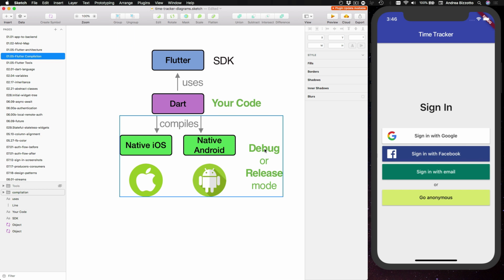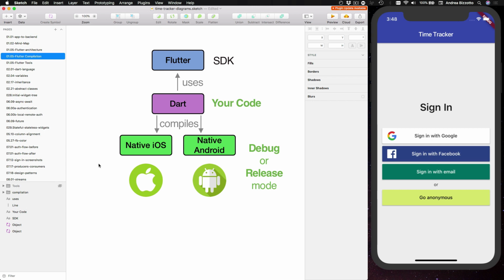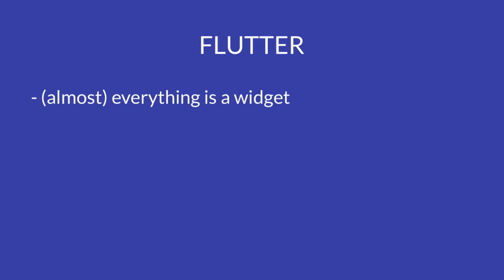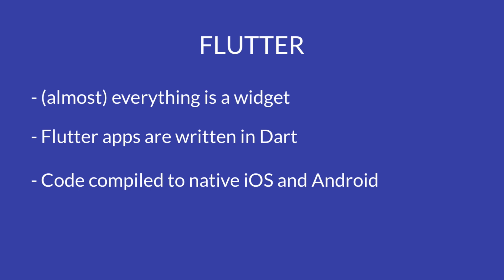And once our code is ready, we can compile our apps in release mode, and when we do this, our apps will be optimized for best performance. In summary, in this video we have seen how everything that we build in Flutter is made of widgets, and to write an app in Flutter we need to write code in Dart, and this is then compiled into native code for iOS and Android.